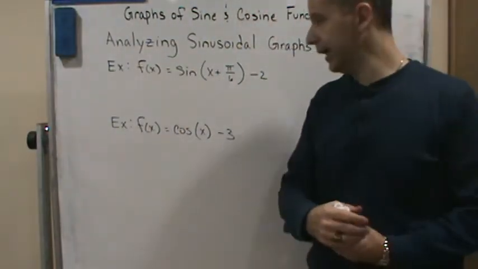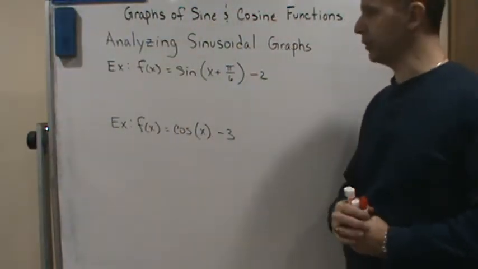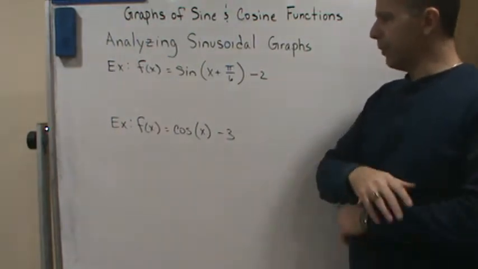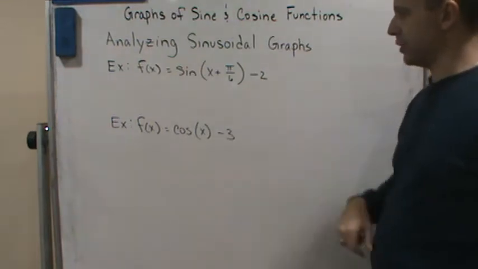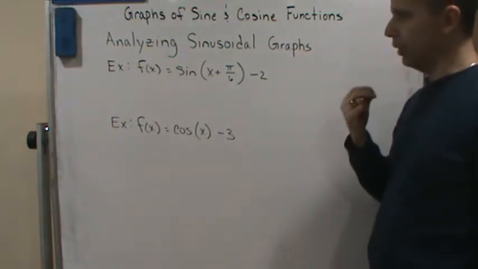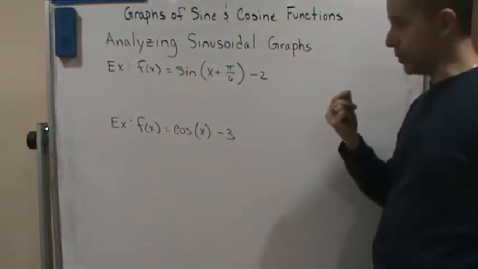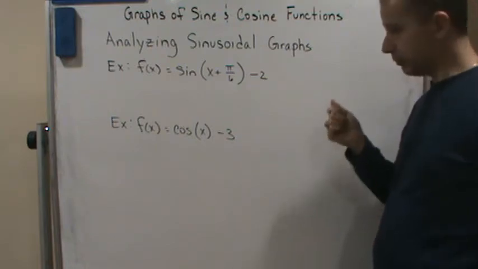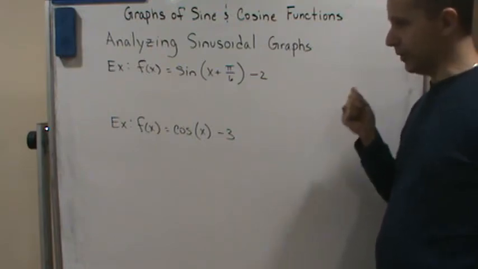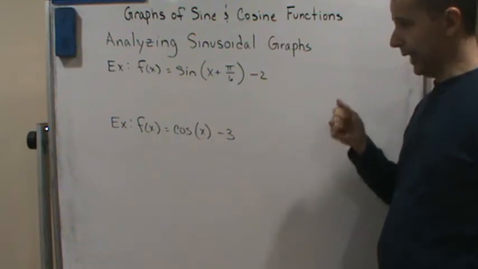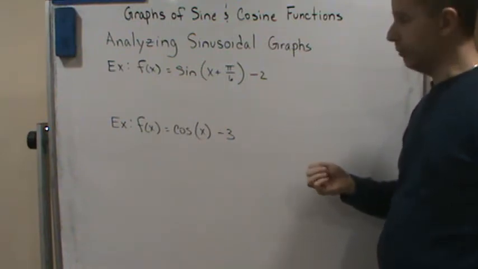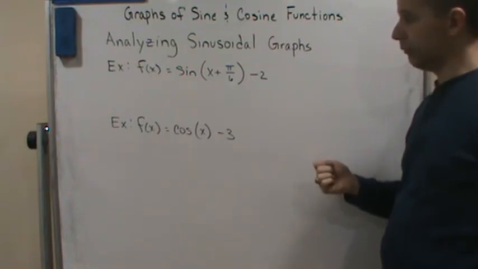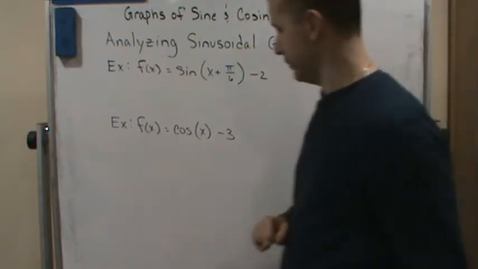Okay, so welcome back, and now what we're going to do is some examples. In the first example, it gives us this function, sine of x plus pi over 6, minus 2. So let's find out, first of all, what the phase shift is. We want the magnitude of the phase shift, and what is the horizontal shift and the vertical shift in this case.